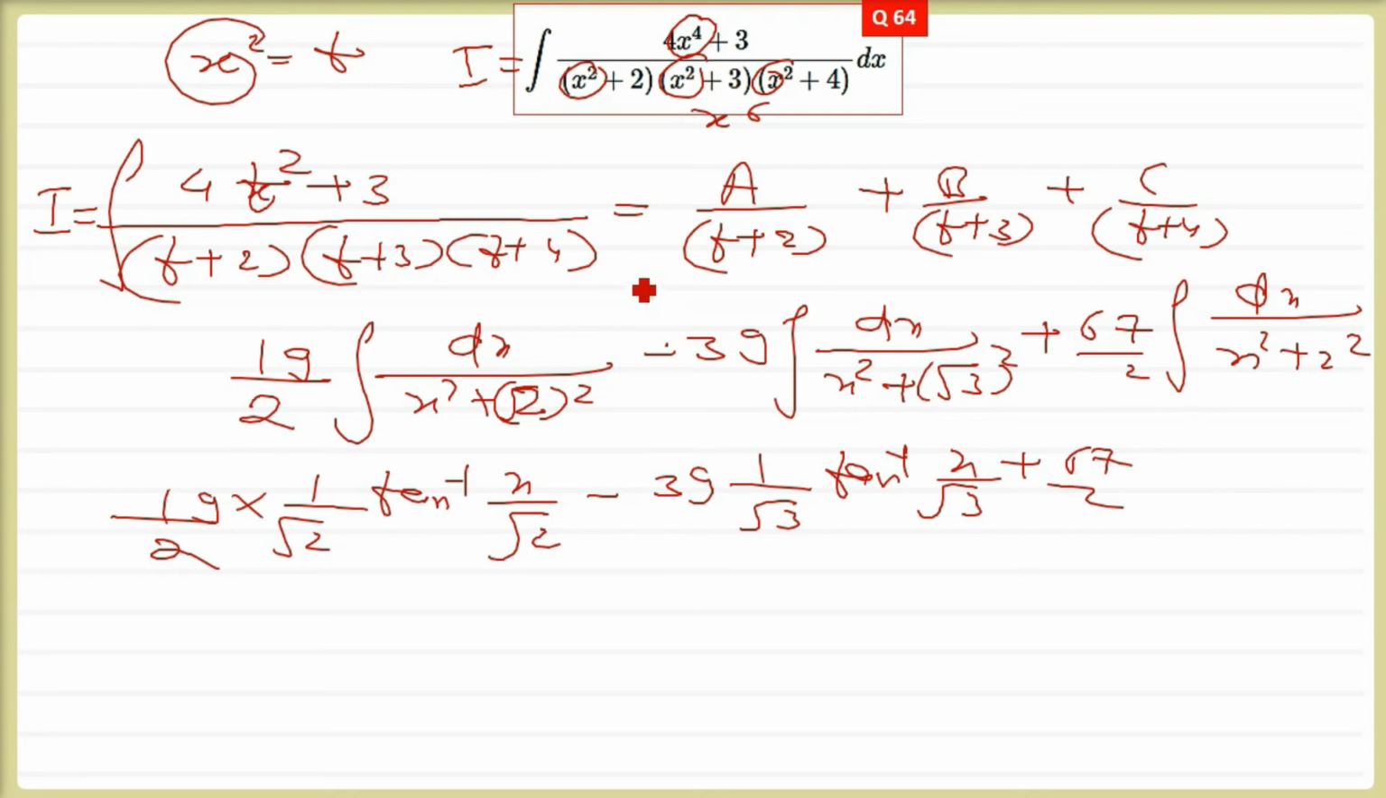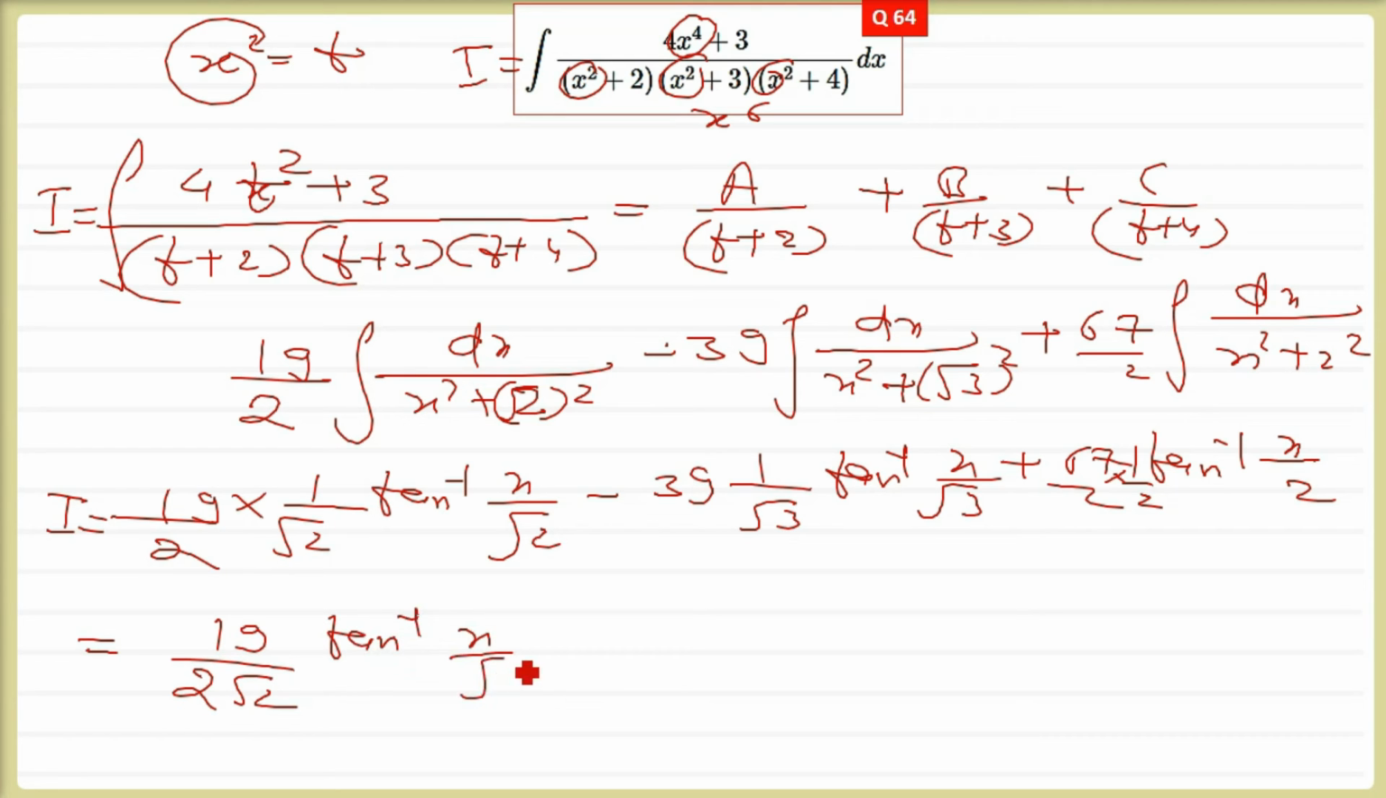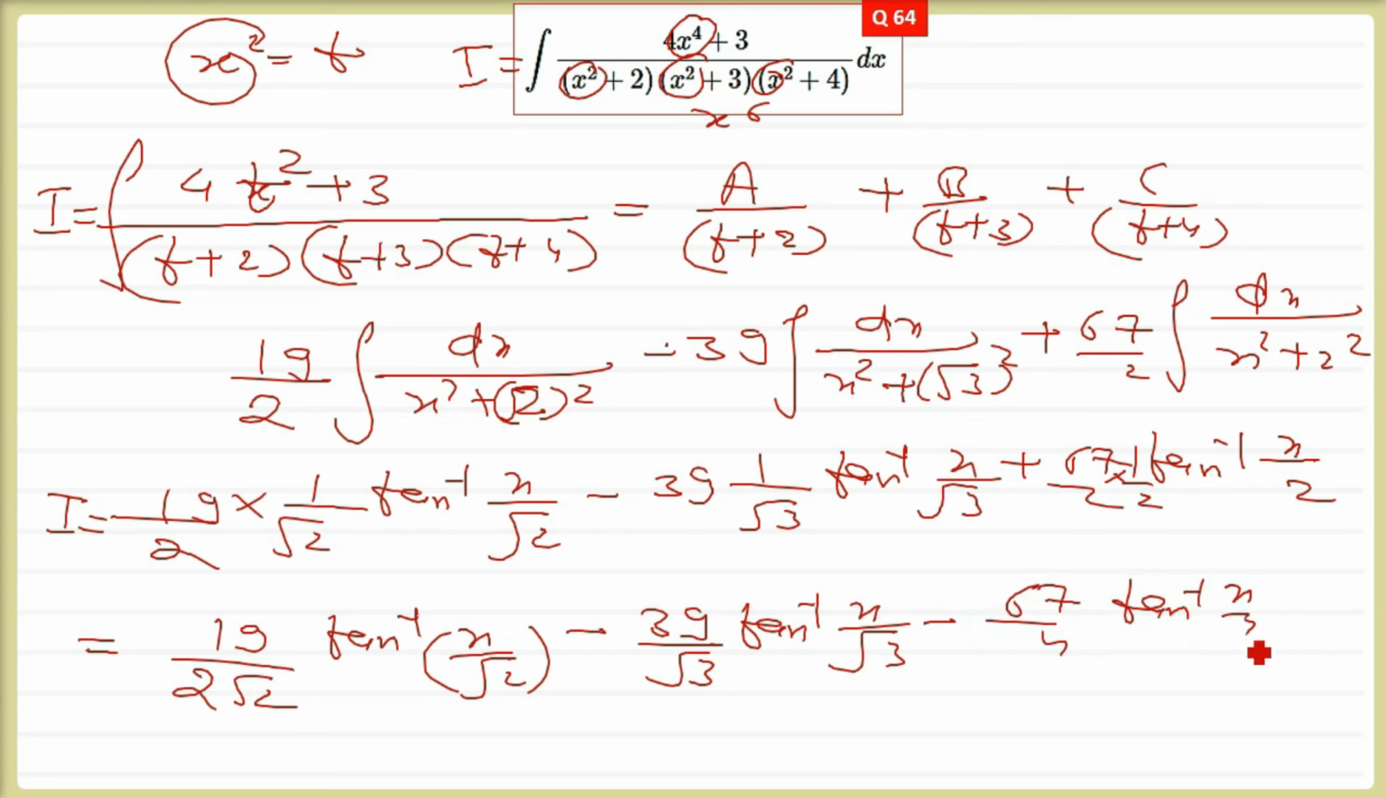See, I'm just giving you a hint. This question is quite easier. The only initial steps I'm telling you, and the final steps only. So I has come like this. Let me write the final answer after, if at all any cancellations are there. So 19 by 2 root 2 tan inverse x by root 2 minus 39 by root 3 tan inverse x by root 3, and then 67 by 4 tan inverse x by 2 plus constant of integration. This is all your result.